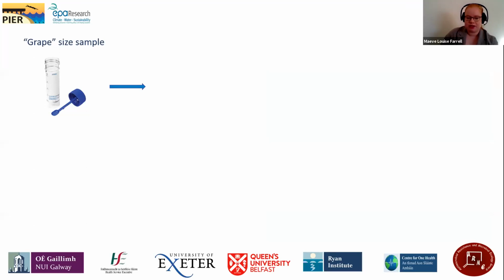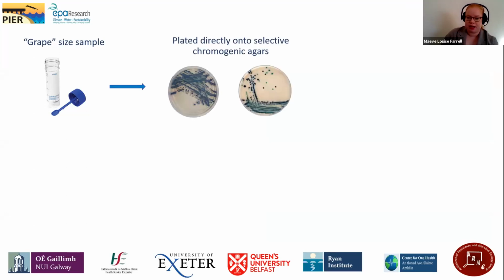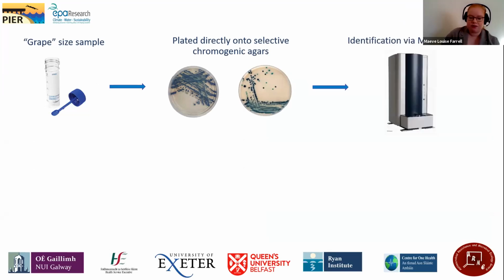Once we have the fecal sample, we streak these directly onto selective chromogenic agars. So our Brilliance ESBL agar, which targets ESBL organisms, and our Supercarba agar, which targets CPE organisms. From there, we identify via MALDI-TOF, and we store any Enterobacteriaceae identified at this period.